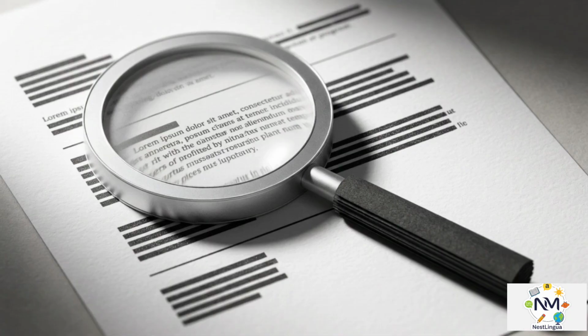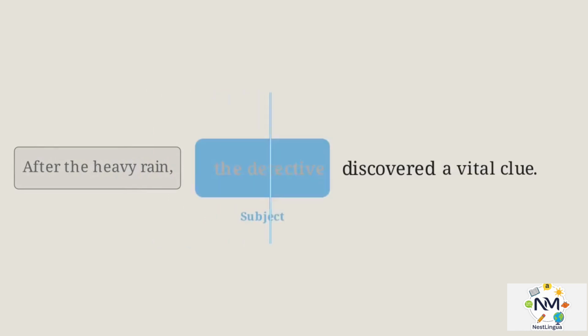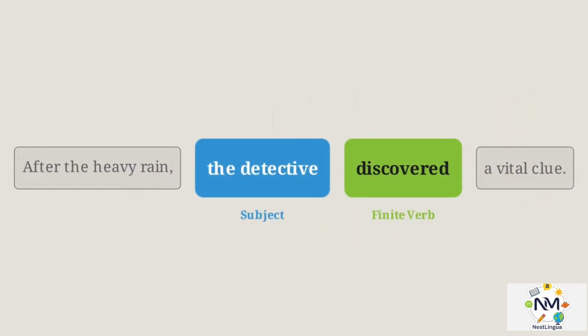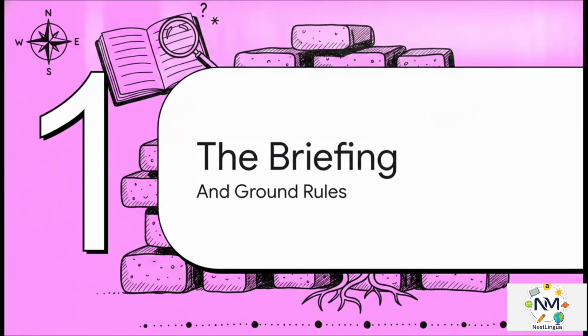Identifying sentence types in a paragraph is an investigation. It requires looking past how a sentence appears on the surface to see how it is actually built. Section 1. The Briefing and Ground Rules. Before we start analyzing any evidence, we have one vital prerequisite.